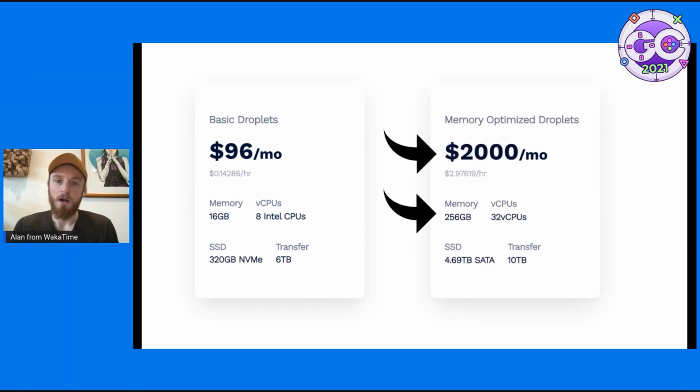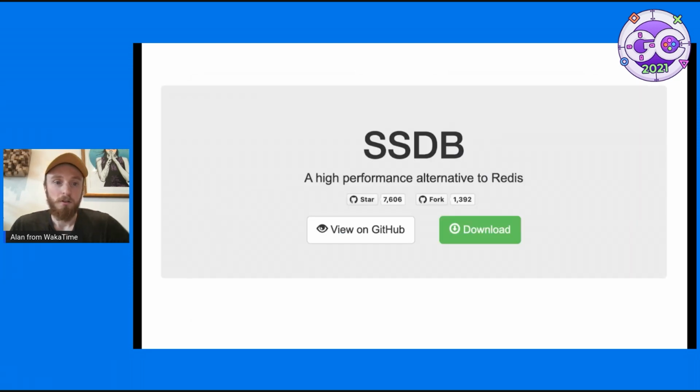We could upgrade to a $2,000 per month instance that gives us 256 gigs of RAM, but our 363 gigabyte data set still won't fit in that 256 gigabytes of RAM. So the solution is something called SSDB. SSDB is a drop-in replacement for Redis that uses disk space instead of RAM to store your dataset.